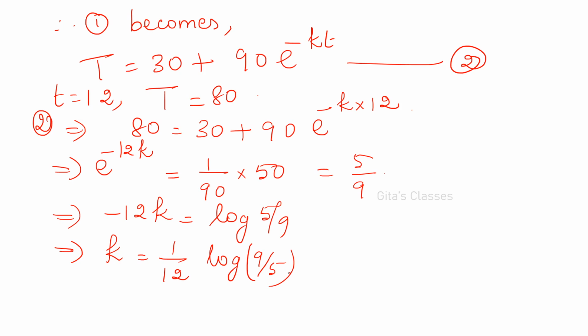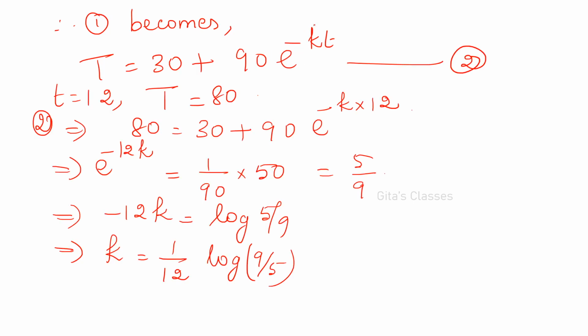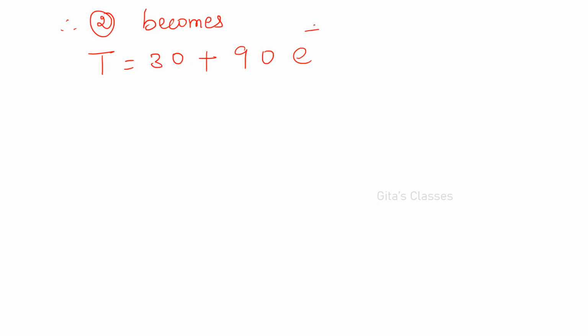Okay. Now substitute in this. Therefore 2 becomes capital T is equal to, after finding the values of C and k, you keep on substituting, updating the equations. T naught is 30 and C is 90 into e power minus k, where k is 1 by 12 into log of 9 by 5, into t. So this is our latest equation.